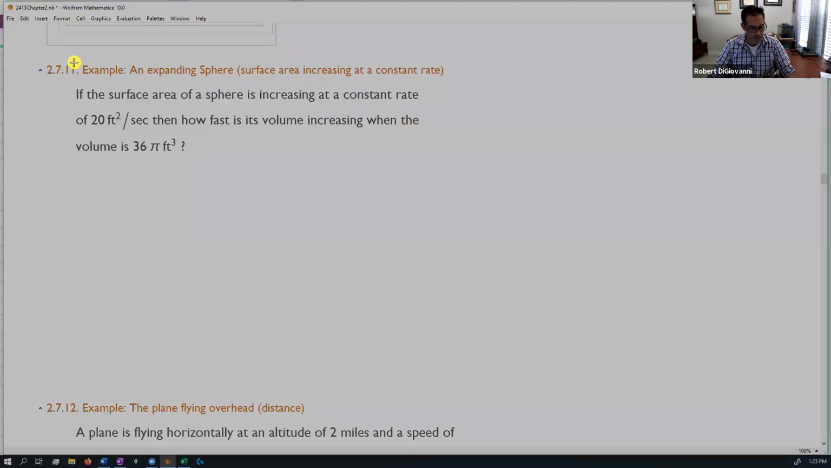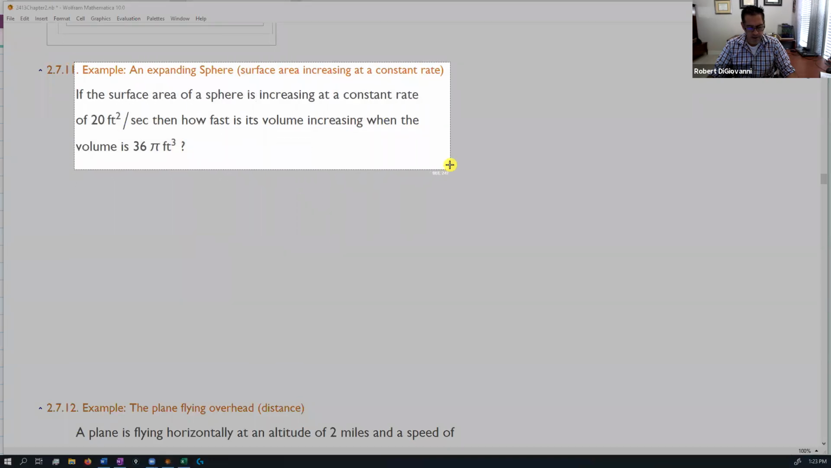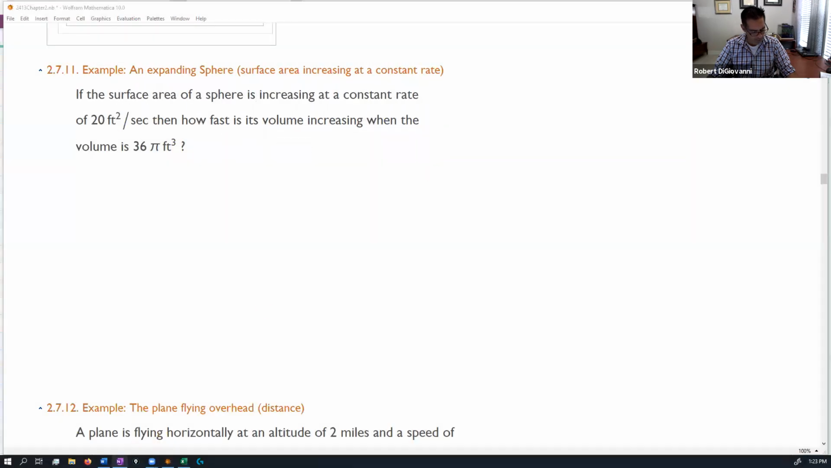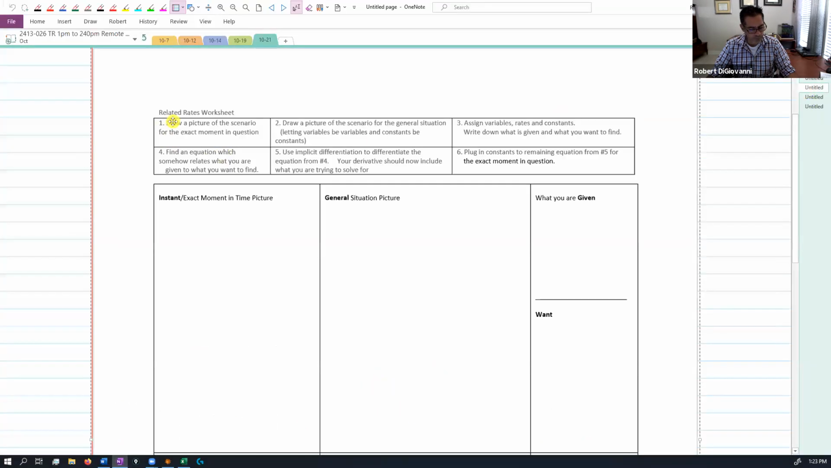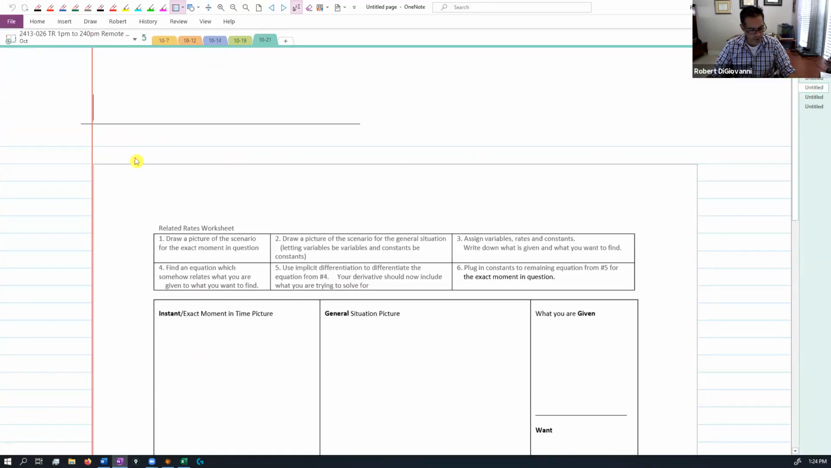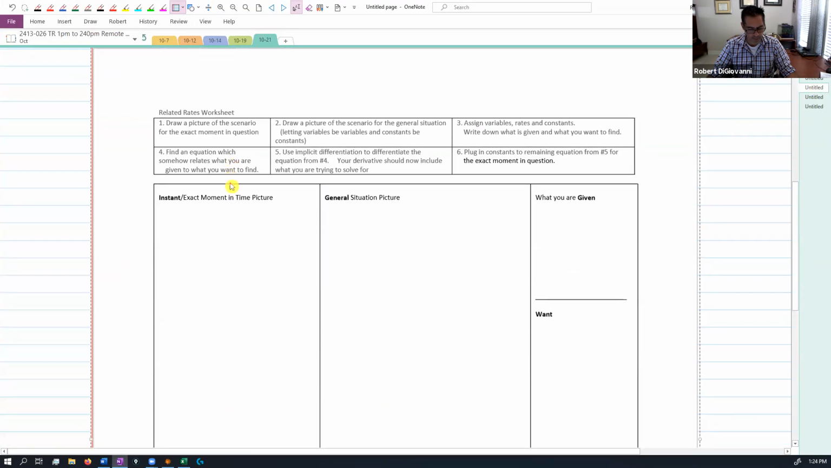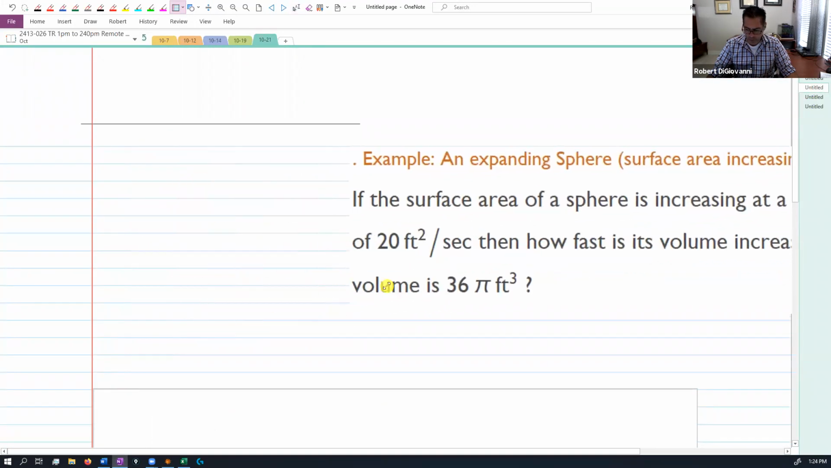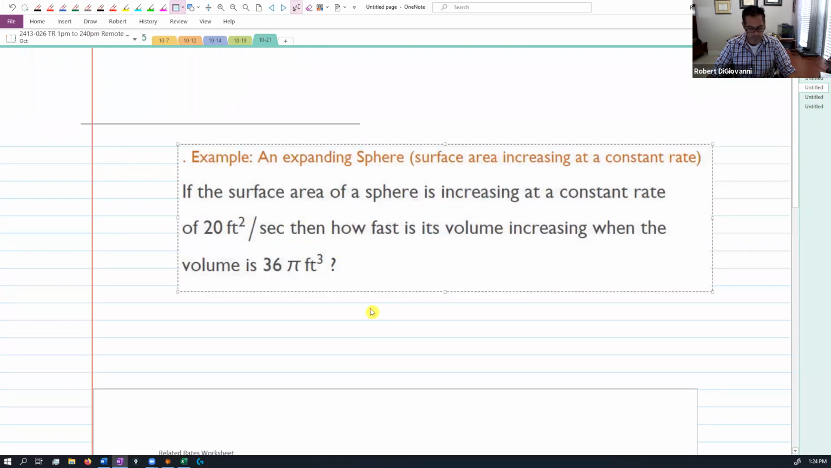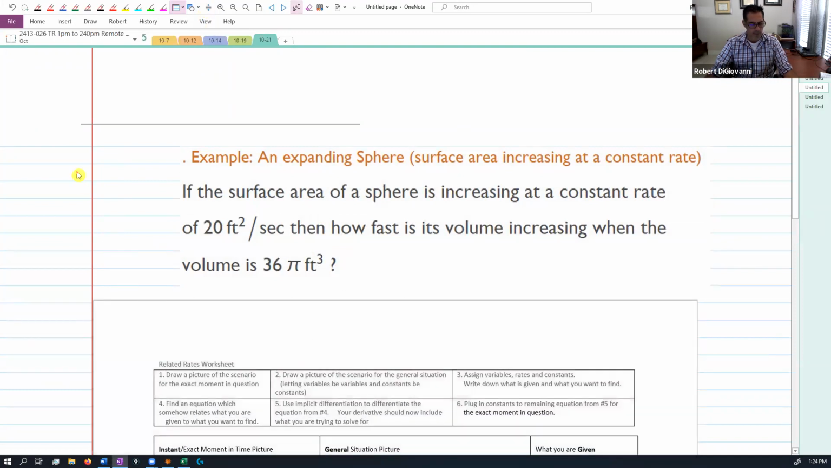Here we go. Same idea of a sphere that's growing. It's a different problem though. Let's see what the difference between this one and the one we just did is. All right, an expanding sphere. If the surface area of a sphere is increasing at a constant rate. Now the surface area is the area along the outside edge of the sphere.